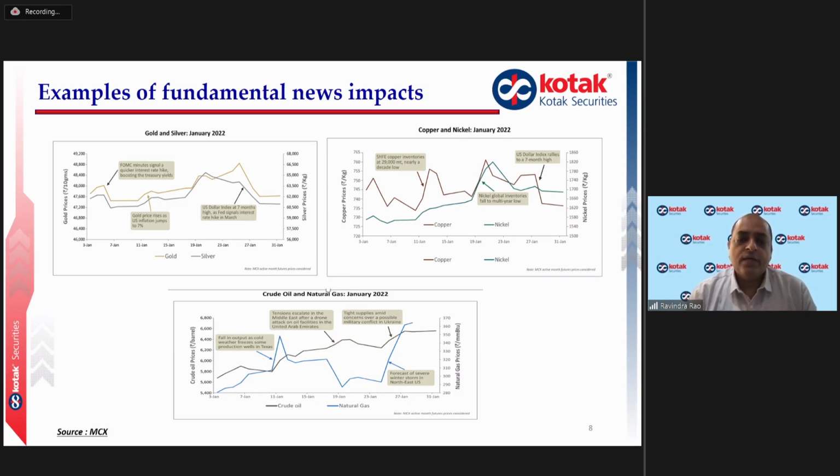Because of the attack, the expectation was that the supply might get stopped for the short term, and that's why the prices went up. Again, later in January, there were tight supplies amid concerns over a possible military conflict in Ukraine. Again, the geopolitical tensions were creeping higher, and that's why we saw crude prices moving up. So this is how the fundamental news has an impact on the prices. Sometimes the impact may be short term because of the short term nature of the fundamental news, and sometimes it can be long term because of the demand supply scenario.